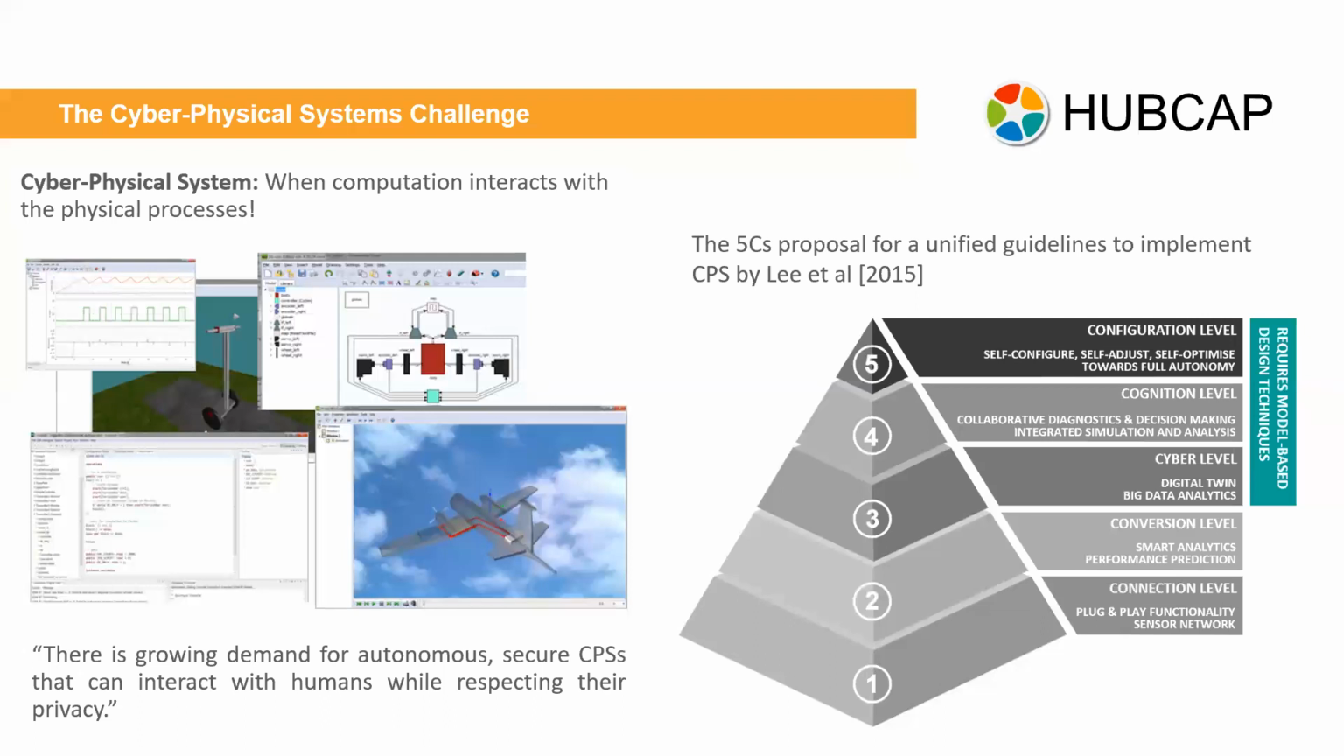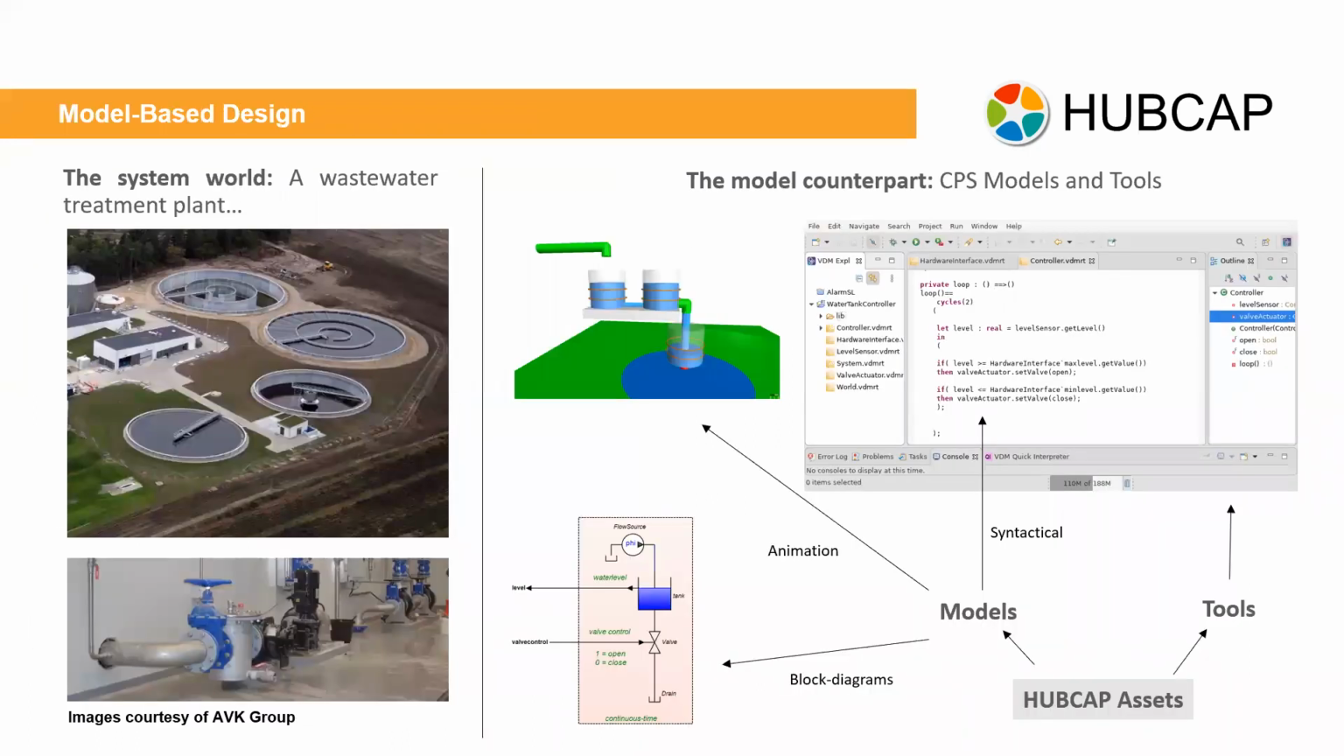But the main point is that you can have hardware or you can have cyber physical systems, but if you want to make it really smart, at some point model-based design comes into play. So you need to tackle it at some point. So this is cyber physical systems and its challenge. Maybe now we could talk a bit about what we consider model-based design.